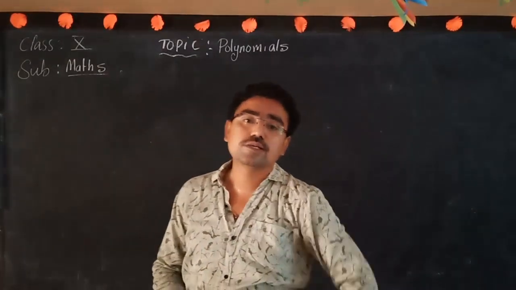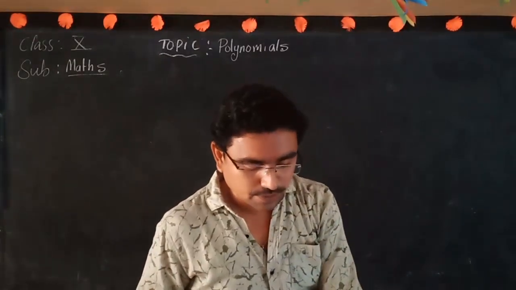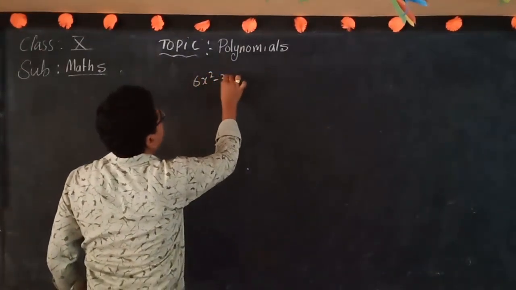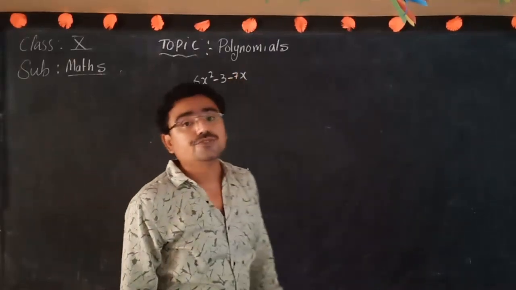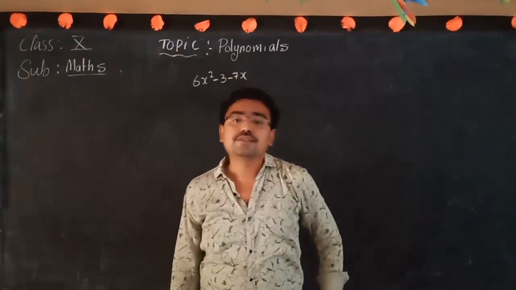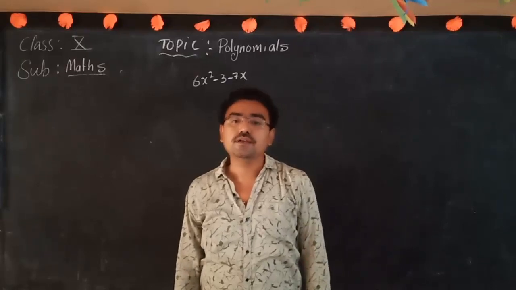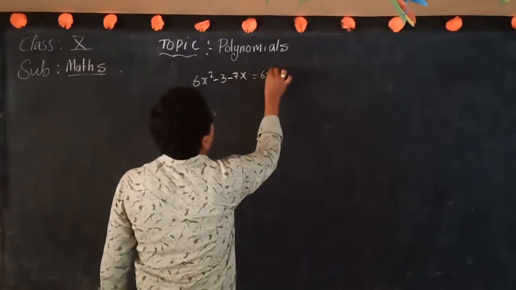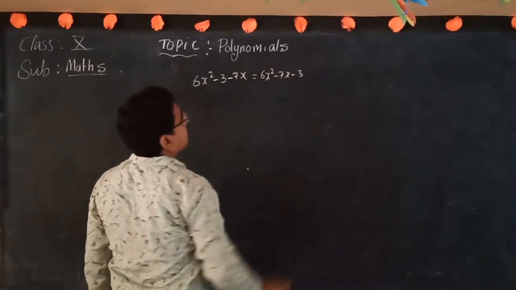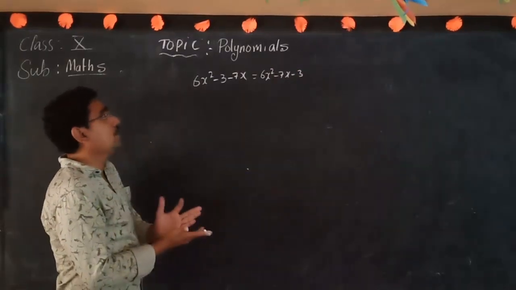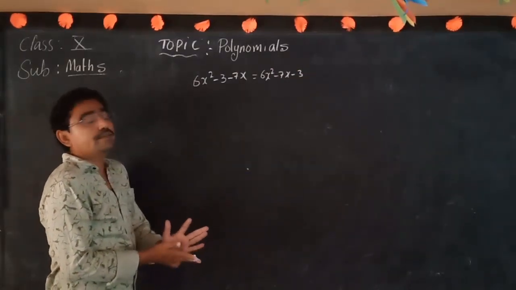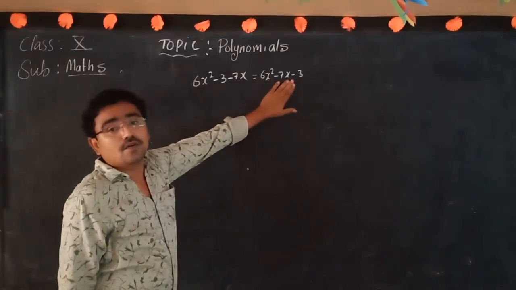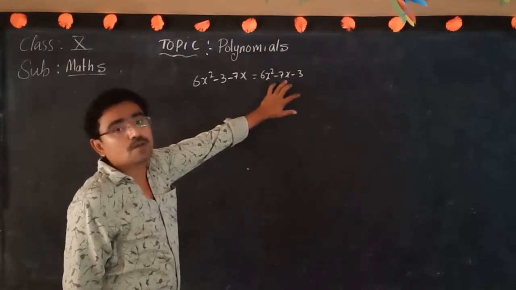Actually, I already gave the explanation of the split method. Again, I am giving the explanation for that. One problem I am taking: 6x square minus 3 minus 7x. For this we should identify the zeros as well as make the relation between zeros and coefficients of the quadratic polynomial. So how can I write this? 6x square minus 7x minus 3. Okay, so this is the general form of the quadratic polynomial.